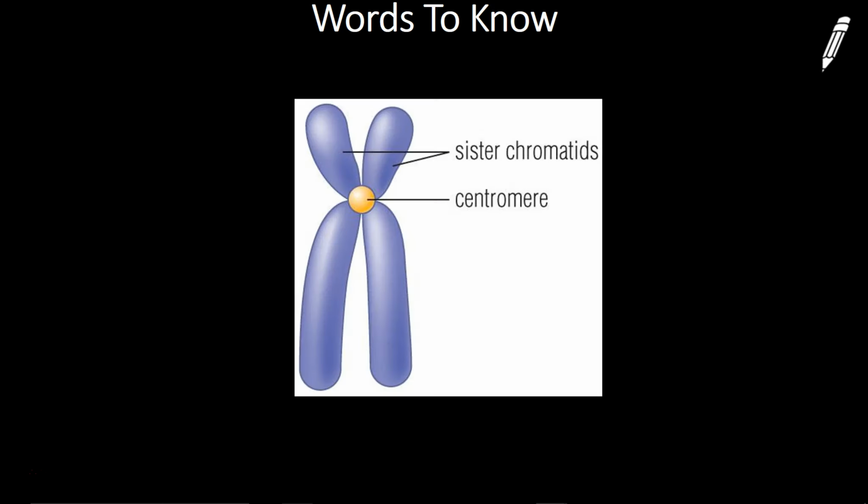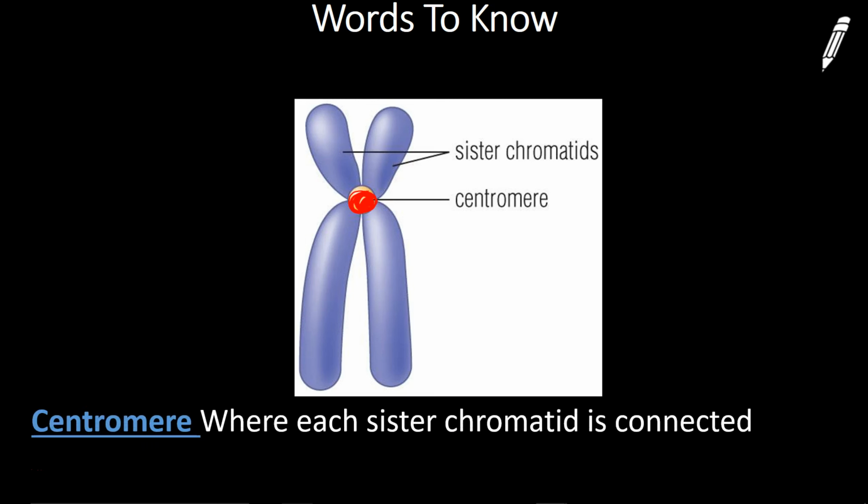Okay, and the next one for this is the centromere. Where do you find the centromere? In the center. And what is it doing? It's where each sister chromatid is connected, and they're connected at the centromere. Okay?